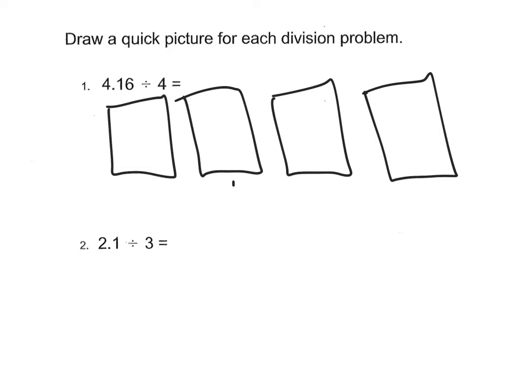So what I might do next is draw a long skinny rectangle for my tenth, and then I can do some little squares for my hundredths. So make sure I got these all broken up. Okay, so I've got 4 and 16 hundredths, and I would want to divide those into 4 groups.